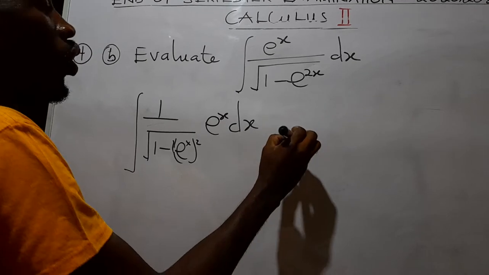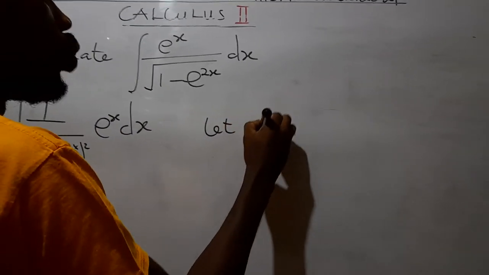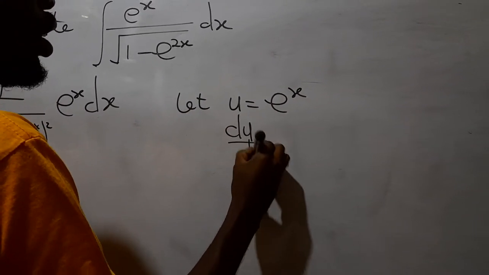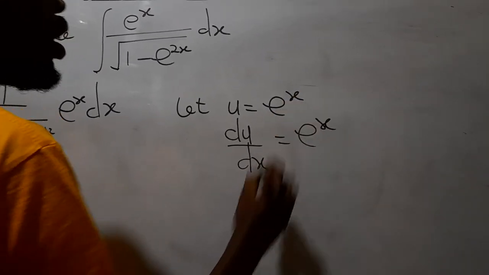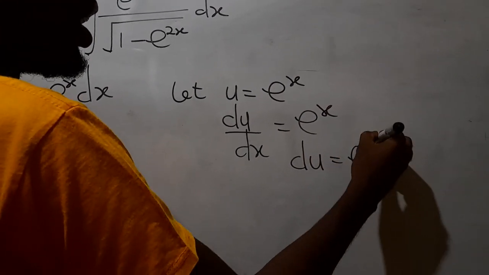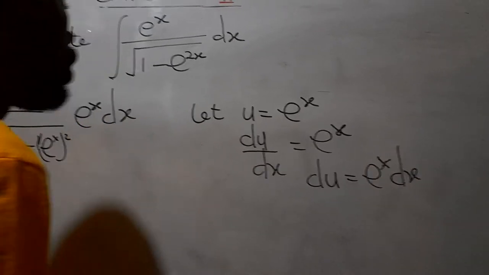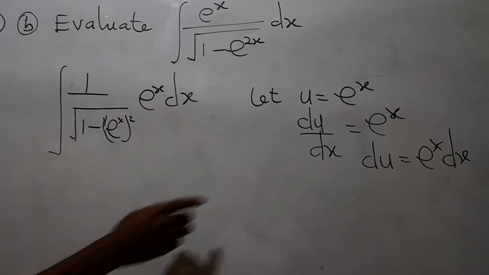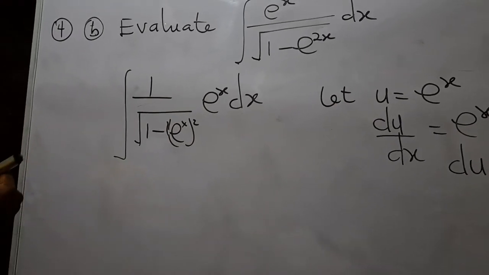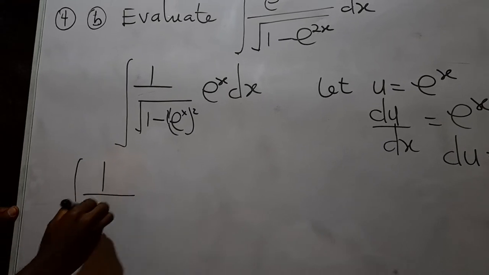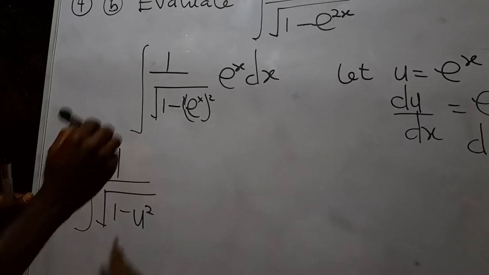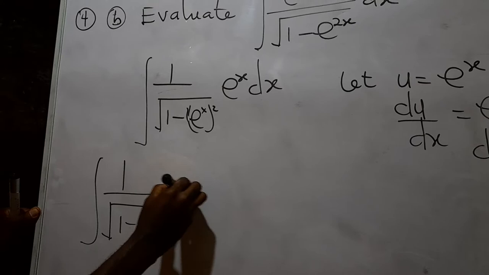Now, how do we do this? We'll let u be equal to e^x. So we'll find du over dx. Our du over dx will be equal to e^x again. We'll differentiate that, so we can say our du is equal to e^x dx. So in place of e^x dx, we substitute du. Then in place of e^x, we substitute u. So this will change to 1 over the square root of 1 minus u squared, then du.